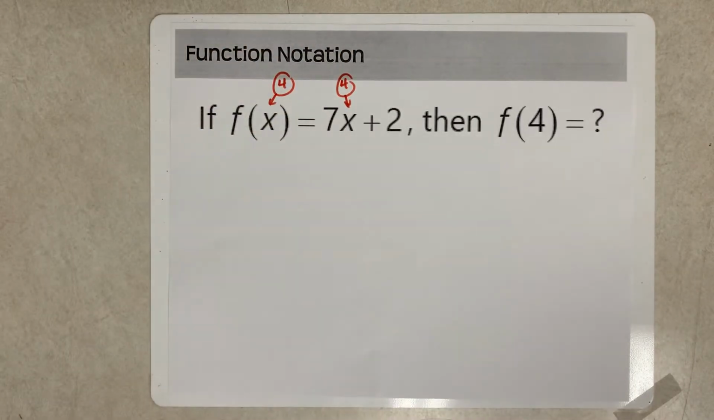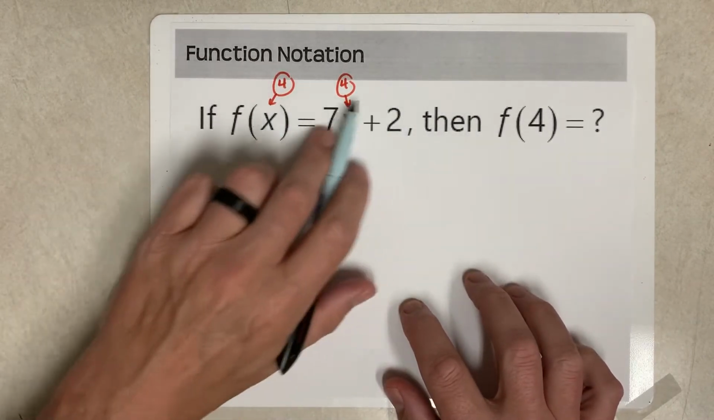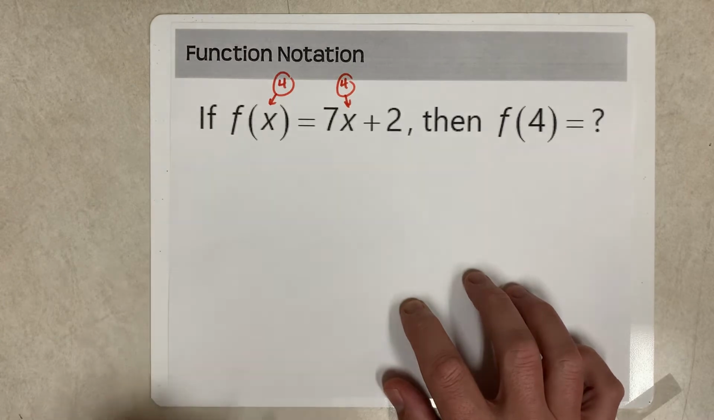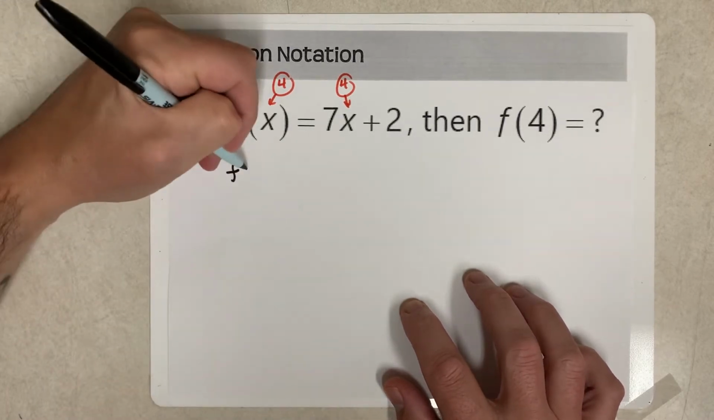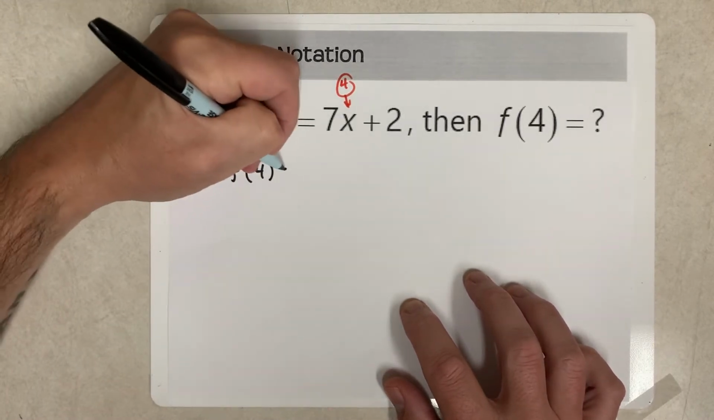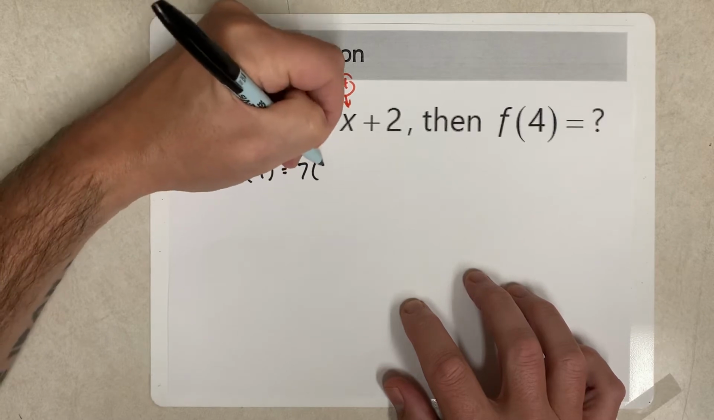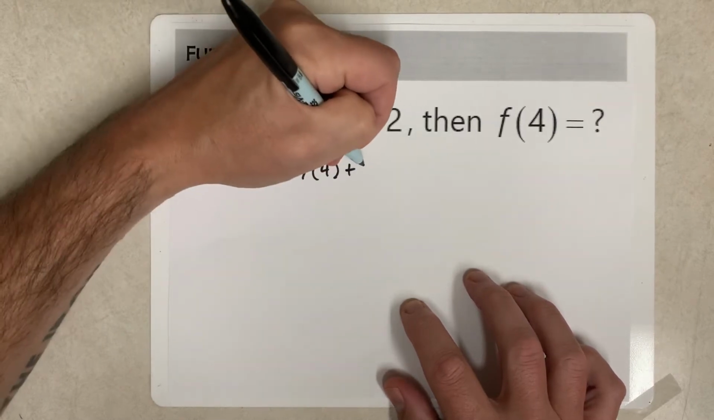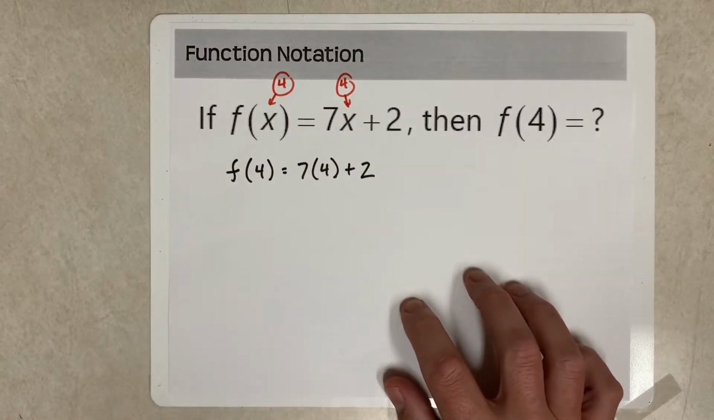Now, sometimes people don't write f of 4. I'm going to, but sometimes they don't write it here. They just go ahead and figure it out over on this side. I'm actually going to write it out. f of 4 is equal to 7 times 4 plus 2. There's only one place to plug it in, so this one's going to be pretty easy.